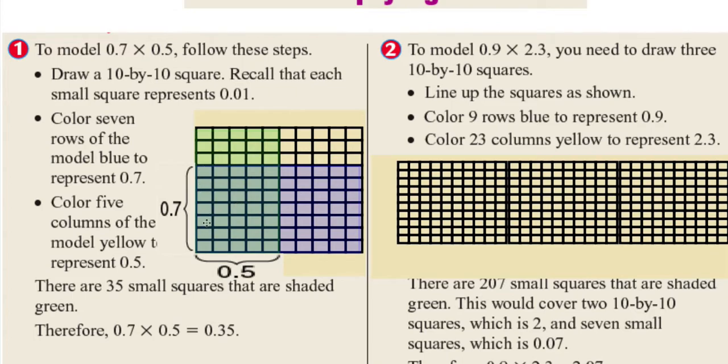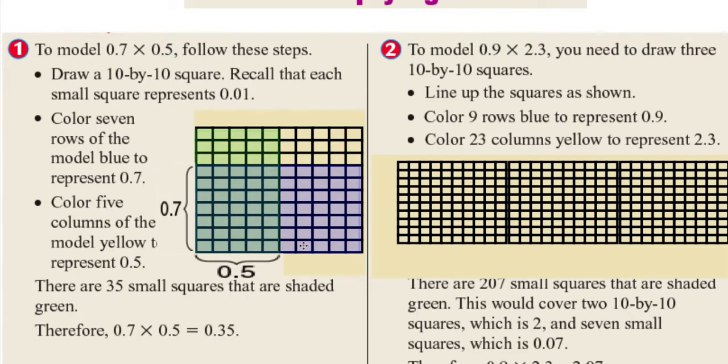So where do the two colors overlap? This will be the product of 0.7 times 0.5. And if you count that, there are 35 small squares that are shaded green. Therefore 0.7 times 0.5 is 0.35.